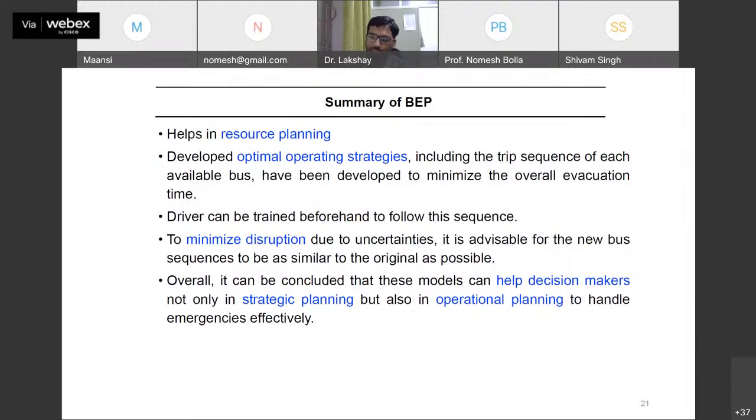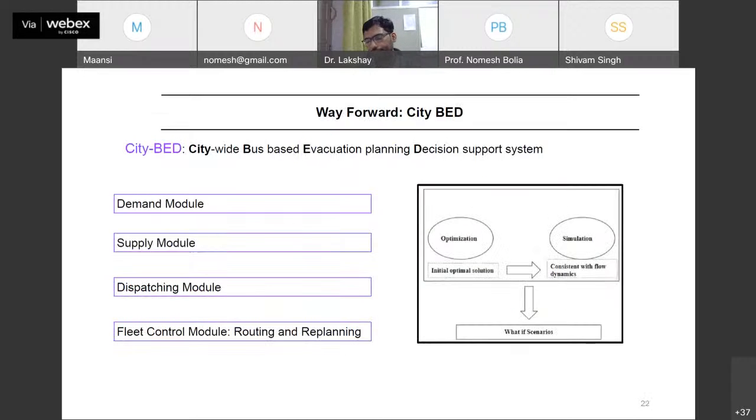We have not considered congestion and those things, because you can consider this an initial level of model working towards that. What we have planned further is City-BED, the citywide bus-based evacuation planning decision support system, where you incorporate even simulation so that the flow dynamics, congestion and those things are represented. The initial solution is incorporated into the optimization, and we can consider many what-if scenarios and help the decision maker in taking those decisions.